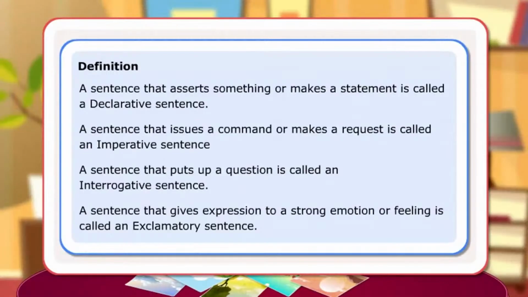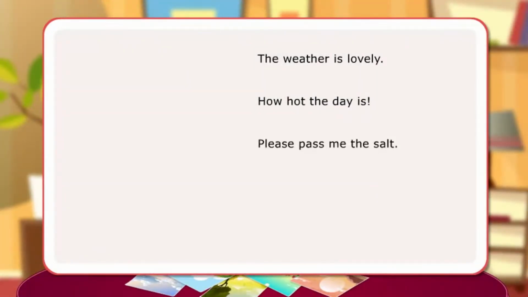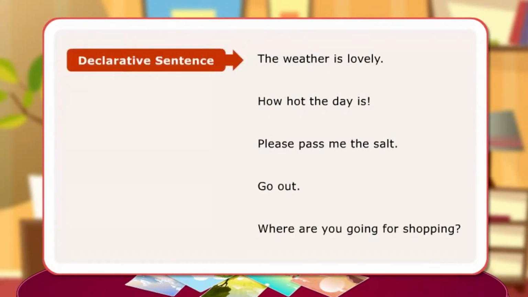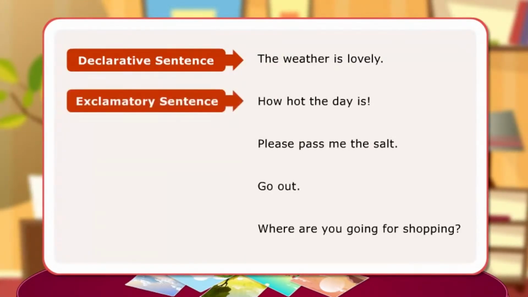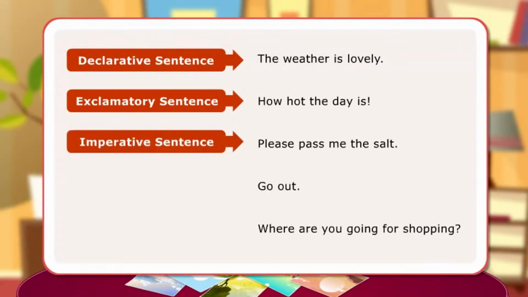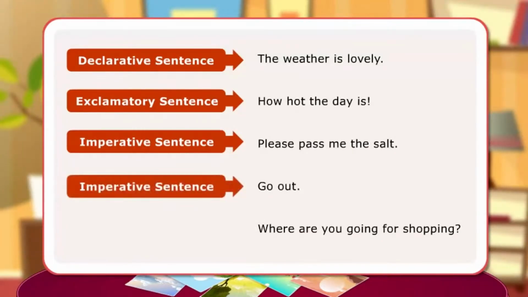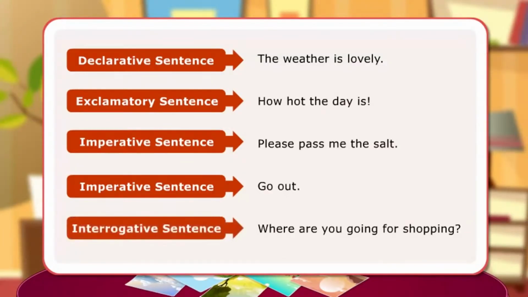Let us look at few sentences. The weather is lovely. How hot the day is. Please pass me the salt. Go out. Where are you going for shopping? The first sentence makes a statement and is a declarative sentence. The next sentence makes an exclamation and is an exclamatory sentence. The third sentence makes a request and is an imperative sentence. The fourth sentence is also imperative as it issues an order. The last sentence is interrogative as it asks a question.